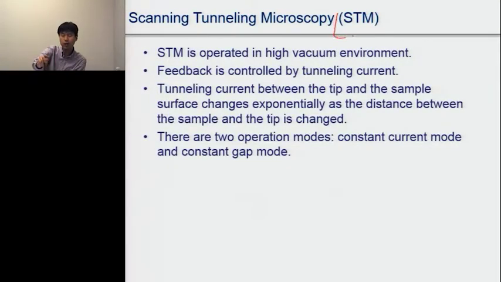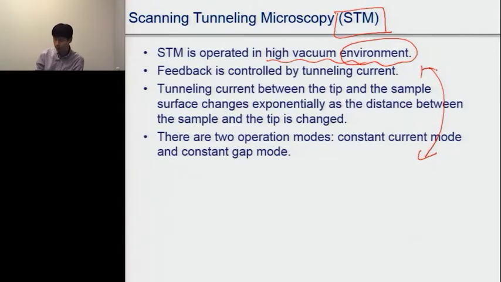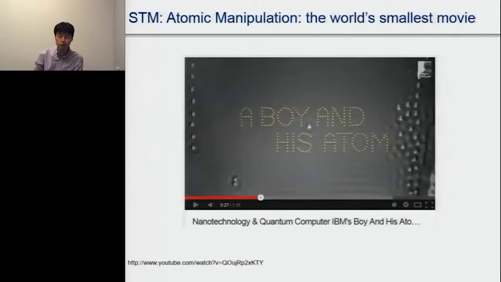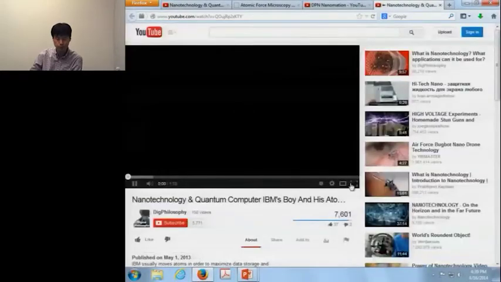This STM technology is normally operated in a high vacuum environment, so that is why it is much more controllable, and then the feedback signals as I showed you in the previous cartoon. So this is one example of people manipulating each individual atom, and people created a movie based on the individual atom manipulation. I'll show you this video as an example.